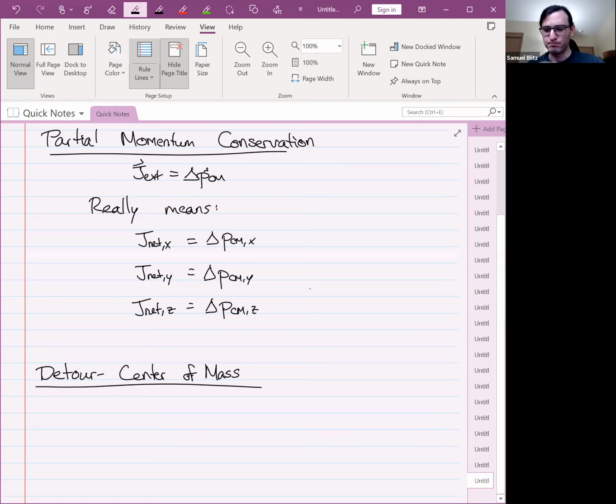To handle large systems with lots of chunks of stuff in them, we need to untangle this notion of center of mass, which is often abbreviated CM, or sometimes you'll see me abbreviate it COM.